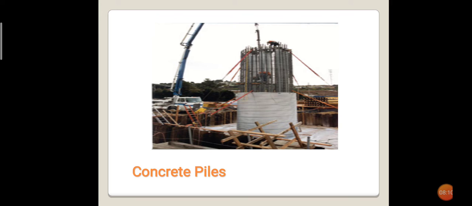But in cast-in-situ, formwork of the required shape is prepared or designed, and we cast the concrete in the same place. That is the difference. We make the concrete with the help of cement, sand, and aggregate. So it is the same condition.